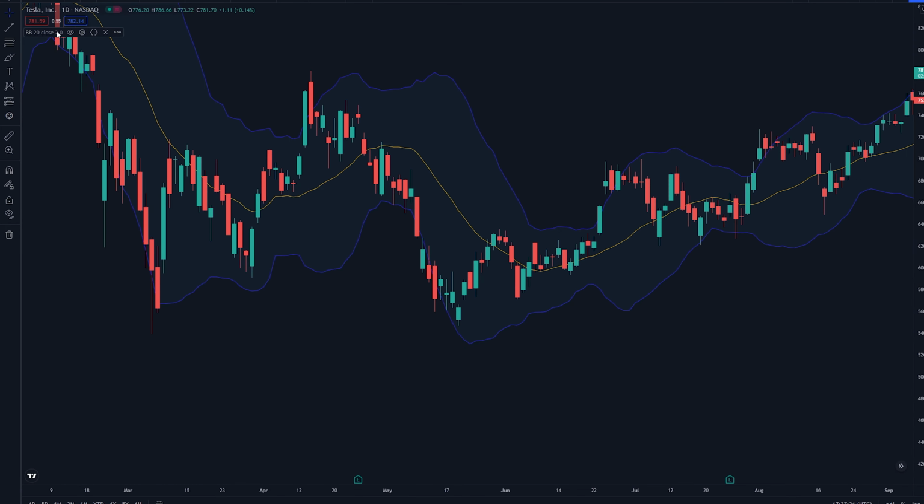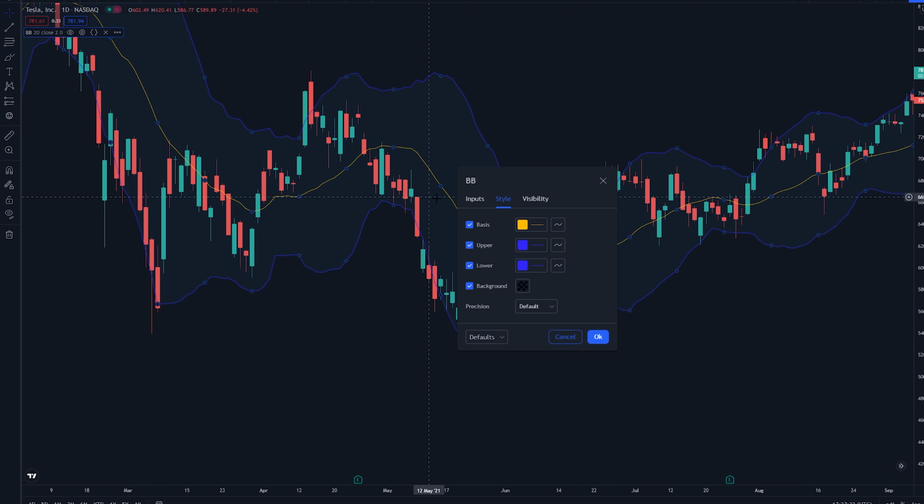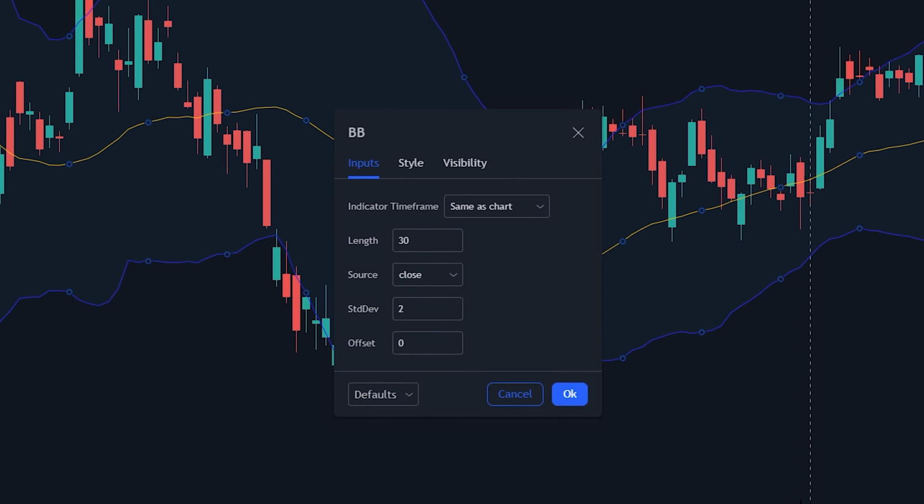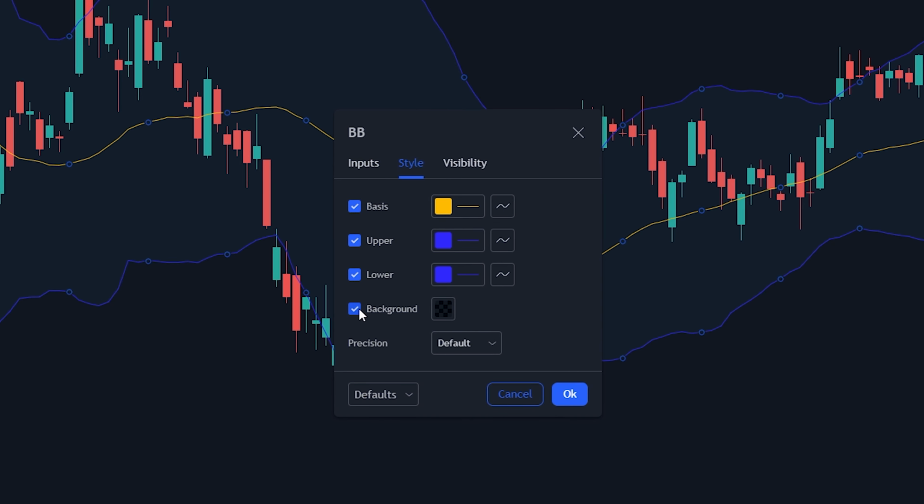Now, the default settings TradingView will give you are pretty nice, but we want to change them for this specific strategy. First thing you want to do is go to the length section and change the value to 30. Make sure the standard deviation is set to 2. Then I'm also going to remove the background of the indicator. This is all personal preference. You can do whatever you prefer here.